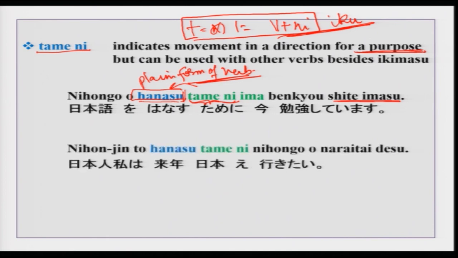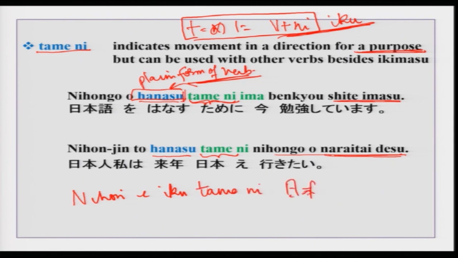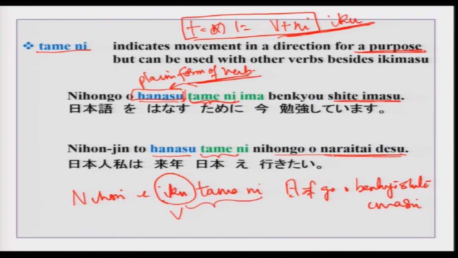There is another example for you. Nihonjin to hanasu tameni nihongo o naraitai desu. Nihonjin to hanasu tameni, for the purpose of talking, speaking, nihongo o naraitai desu. I want to learn. You have another one. Nihon e iku tame ni nihongo o benkyo shite imasu. So over here again you will see iku is there in plain form. Nihon e iku tame ni, for the purpose of going to Japan, nihongo o benkyo shite imasu. You can also add ima over here, ima nihongo o benkyo shite imasu. So I'm sure that your verb plus ni iku and tameni is very, very clear.